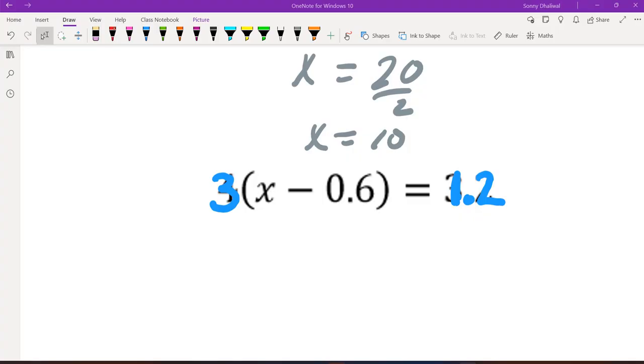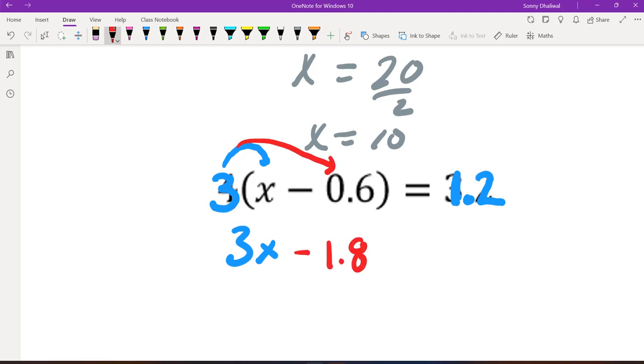Yeah. You multiply this through the brackets. 3 times x is 3x. 3 times 0.6 is 1.8. We keep that negative sign there. And it equals 1.2. We only have one x, so it makes sense to keep the x's on the left-hand side. That means we're going to move the number to the other side. That's a negative 1.8. I'll make a positive 1.8 over there.